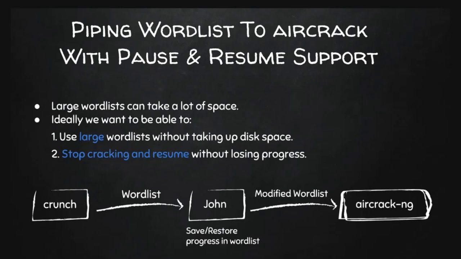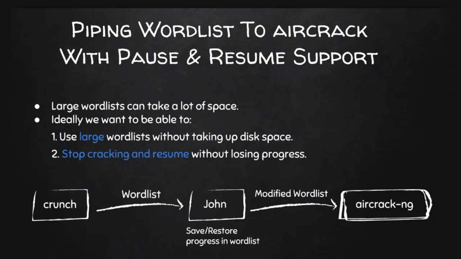Again, we're going to be using Python this time, and we're going to be combining everything that we learned so far. So the idea is going to be like this. First, we're going to be using Crunch to create our word list. We're going to pass the word list to John, which will read the word list made by Crunch, and it'll allow us to save and restore our progress. So the only reason we're using John is to be able to store the location where we reached in the word list so that when we start the cracking again, we don't start from the start of the word list, we start from where we left.